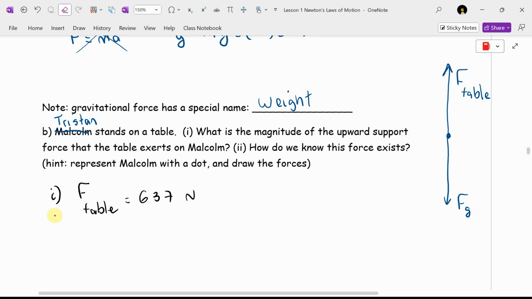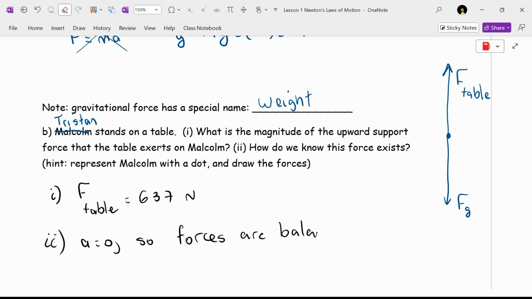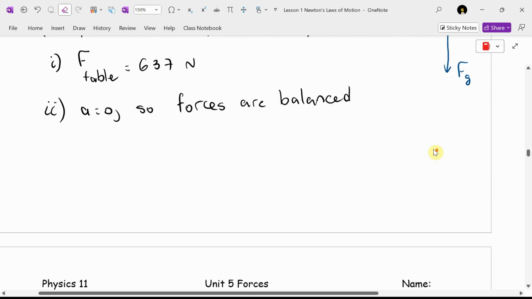Part 2 says, how do we know this force exists? A equals 0, so forces are balanced. However, moving forward, if you just wrote Newton's first, I'd accept that as a full answer. You don't have to memorize which one of Newton's laws is which, but you can, and you can use that to give a shorter answer than having to write out the law in English. By the way, this diagram right here is a very, very important diagram.